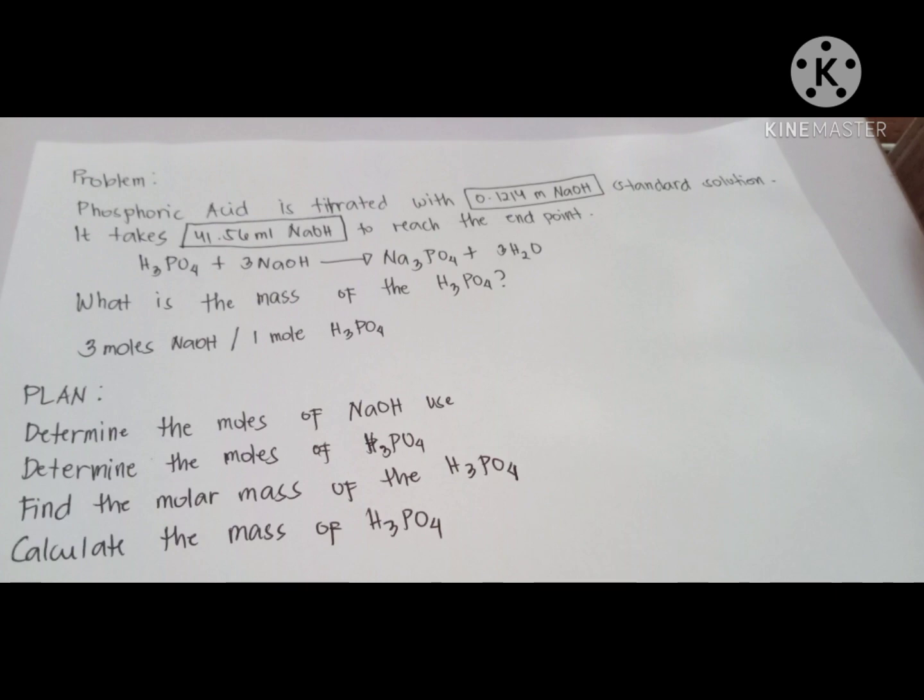First step is to determine the moles of sodium hydroxide used, and then determine the moles of phosphoric acid. Then find the molar mass of the phosphoric acid, and with that, we'll calculate the mass of phosphoric acid.